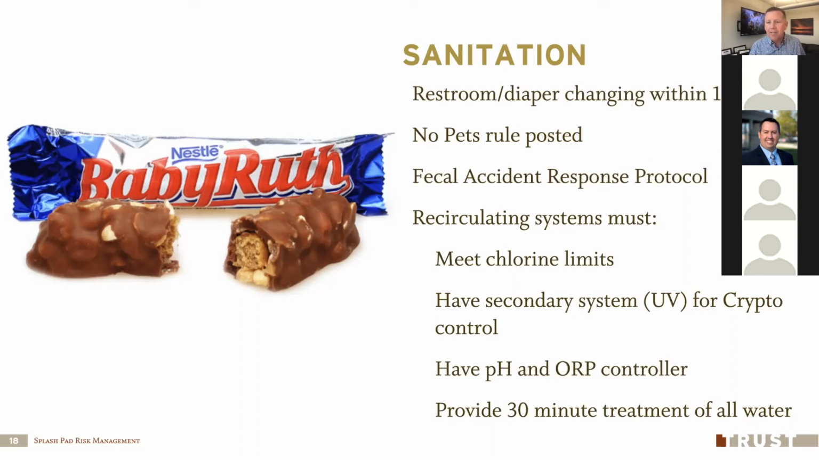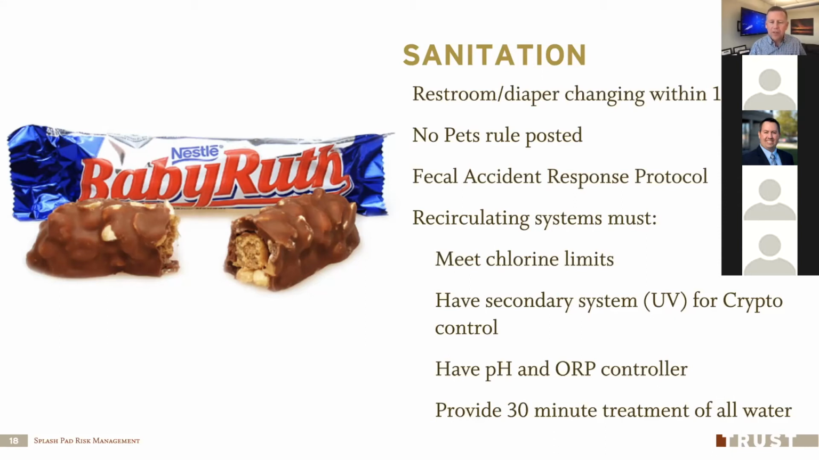And we have to have staff that is knowledgeable enough to be able to safely operate those systems and keep the water pH and other readings within the appropriate limits. They should have a pH and an ORP, an oxidation reduction potential controller, and so it automatically will feed chemicals to balance that out. And your system needs to be able to provide a 30-minute treatment for all water. So it needs to be able to turn all that water over and treat it within 30 minutes, whatever's in the system.